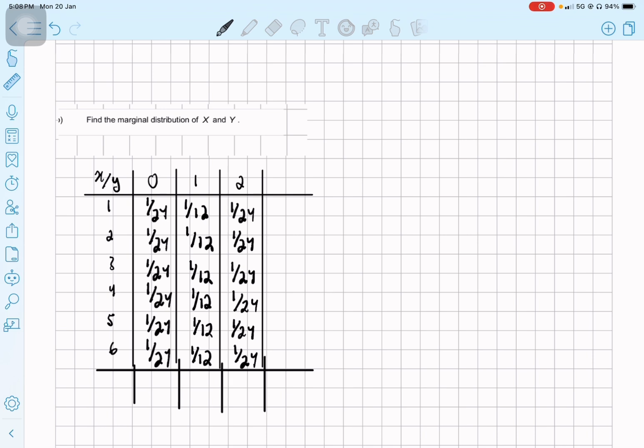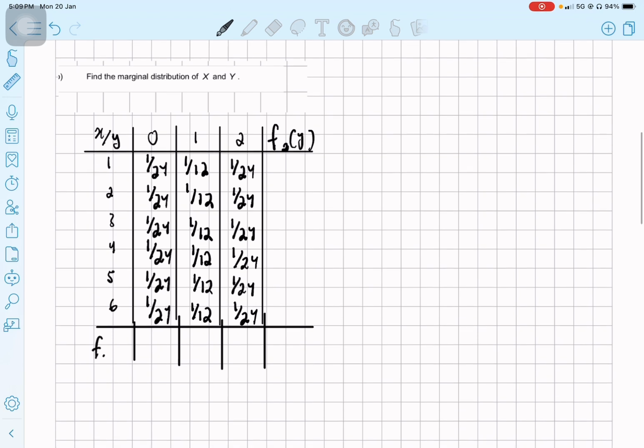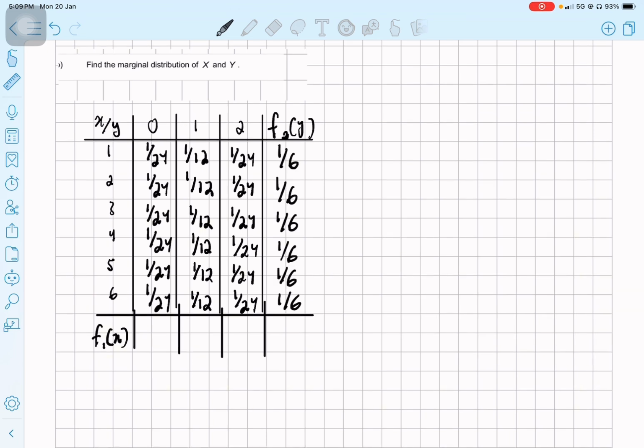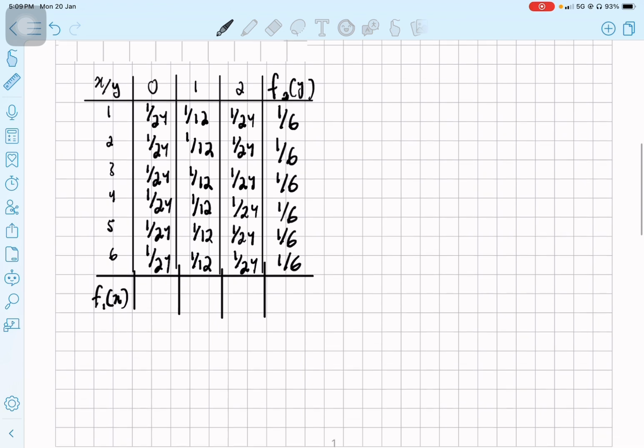We're going to find the marginal distribution of X and Y. The marginal distribution is the sum of every row and the sum of every column. For Y, 1 over 24 plus 1 over 12 plus 1 over 24 equals 1 over 6. For the rows, 1 over 24 plus 1 over 24 plus 1 over 24, six times, equals 1 over 4. And for the 1 over 12 row, it would be 1 over 2, then 1 over 4 again.